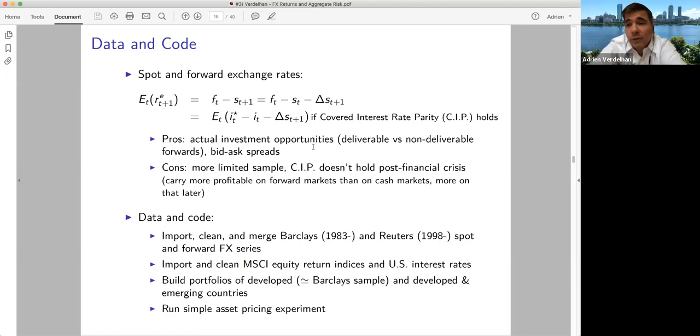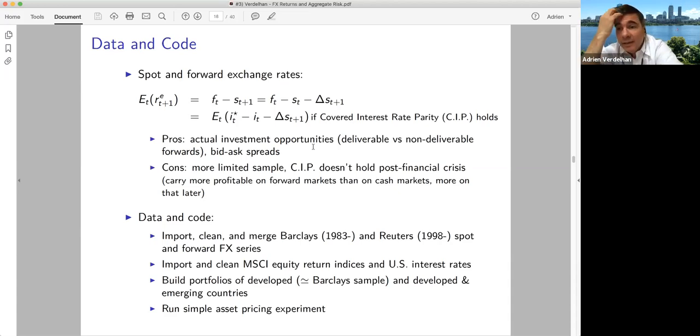Now, you know that you can rewrite this equation by just subtracting the spot exchange rate today and adding it up. And what you see is that you have this forward-spot difference minus the change in exchange rates. So if covered interest rate parity holds, and that's what Wenxin is going to talk about, you have another way to compute a currency excess return. And there's no magic here. There's still only one source of risk, which is the value of the exchange rate at the end of the month. So why would you do something like this?